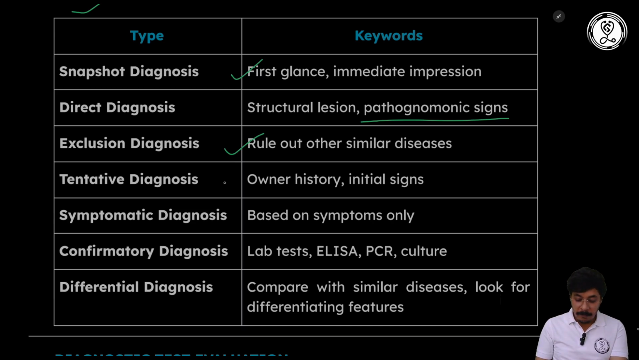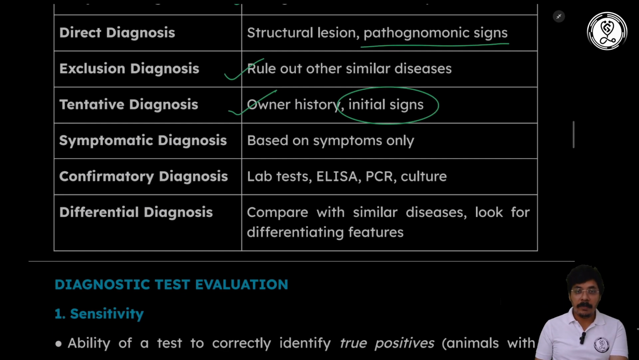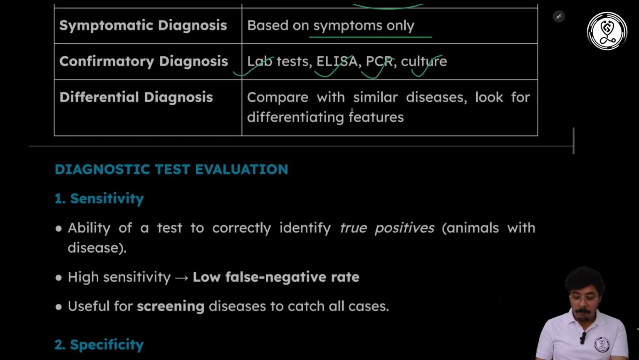Tentative diagnosis is just based on the owner's history and the initial signs available. Symptomatic diagnosis is based on the symptoms only. We are looking at the symptoms, perceiving them, and then passing comments on the diagnosis. Confirmatory diagnosis is where we go for laboratory tests like ELISA, PCR, culture, biochemical profiling, etc. The confirmation is only possible with these tests, or many more, but laboratory involvement will be there. Differential diagnosis, here you have to compare with similar diseases, looking for the differentiating feature.